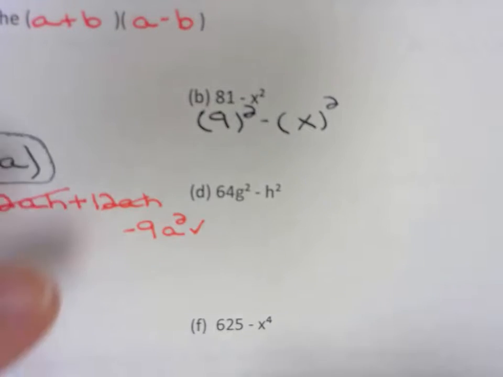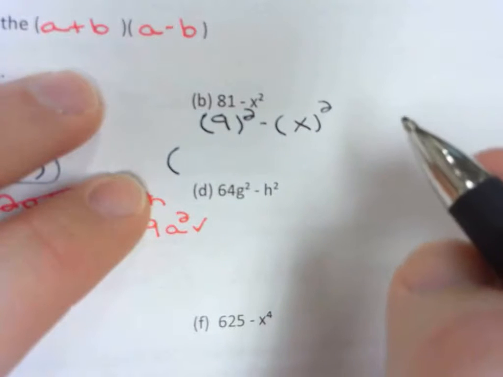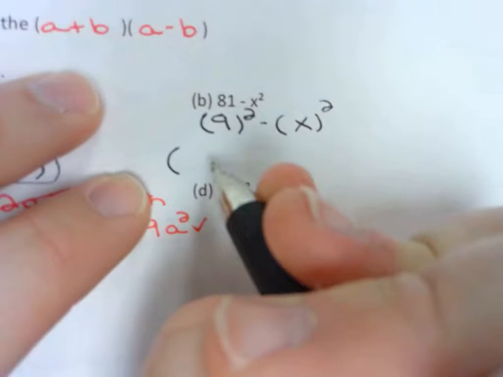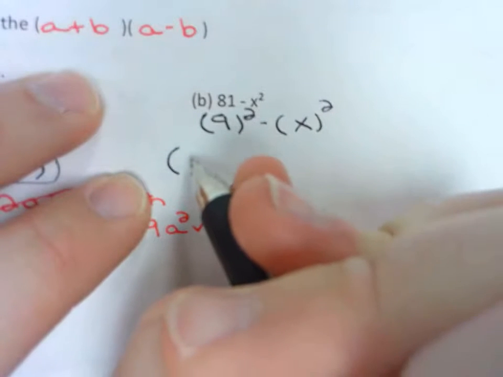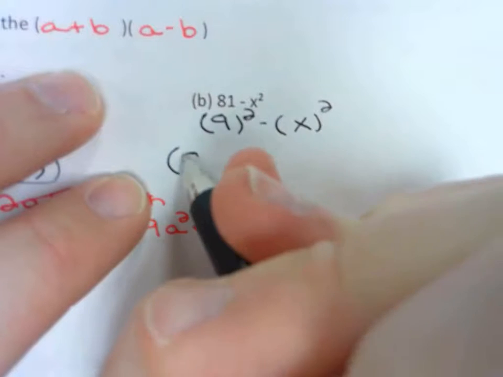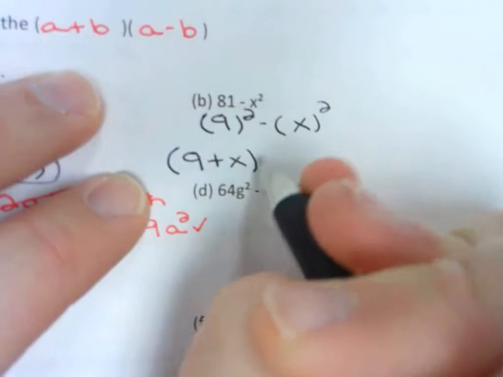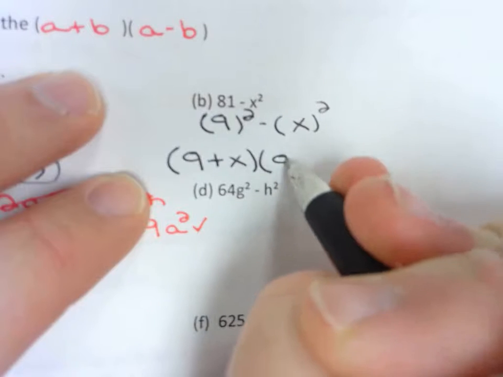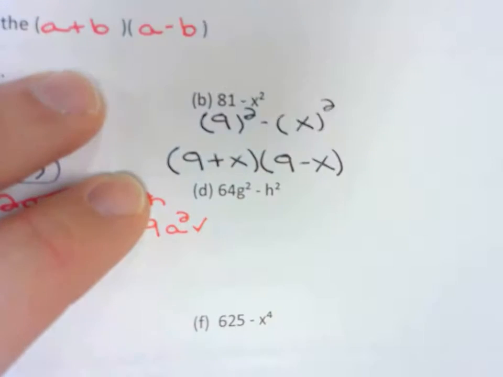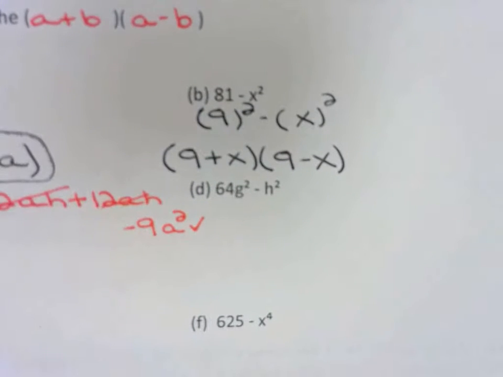So to write my final answer, it's going to look like 9 plus x and 9 minus x. Does the order matter? No, multiplication order does not matter. So you could have 9 minus x times 9 plus x. That was a more straightforward one.